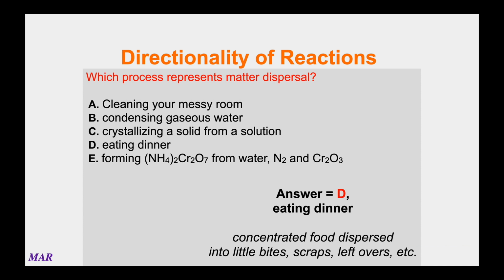Now, the last one, you're taking water and chromium(III) oxide, Cr2O3, and forming ammonium dichromate, which is a compound. Notice you have all those different pieces going into ammonium dichromate. That's not matter dispersal either, all right? You're taking water and the Cr2O3 to make the (NH4)2Cr2O7. Lots of pieces to one piece. That's not matter dispersal.